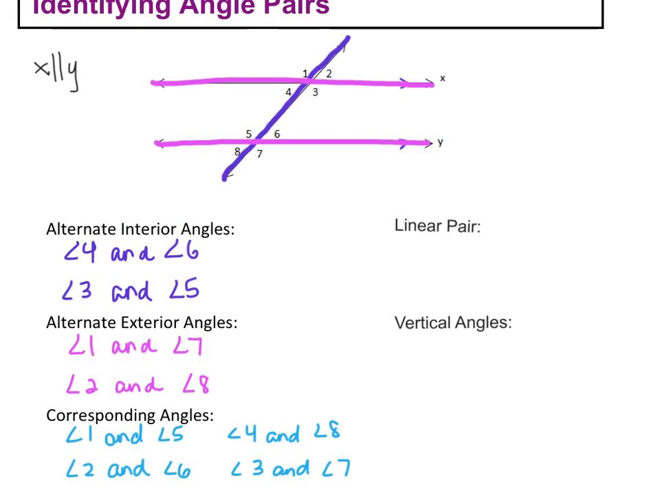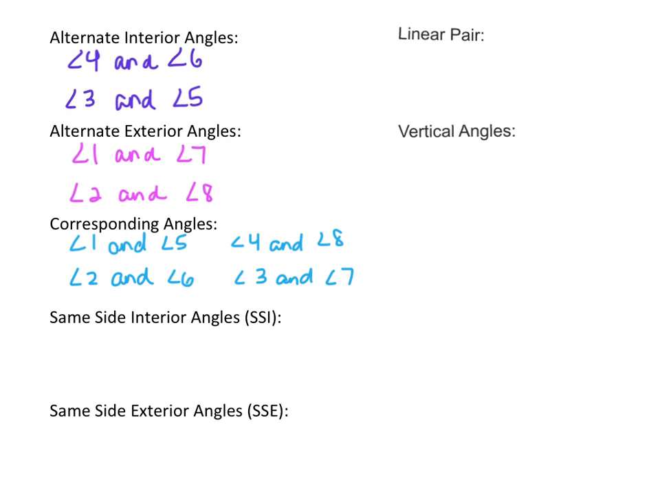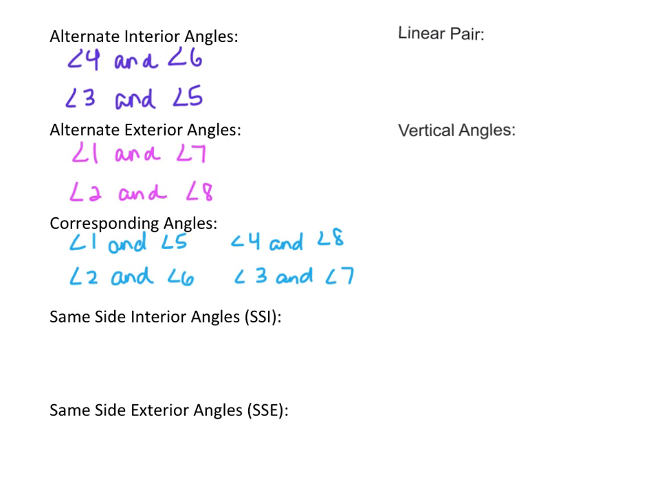So let's look at the picture again. Same side interior, so here's our interior angles, and we're looking for angles that are on the same side. So angles 4 and 5 are same side interior, and angles 3 and 6 are same side interior. And what that tells us is your same side interior angles are supplementary to each other. So we can say that angle 4 is supplementary to angle 5. And then we also can say that angle 3 is supplementary to angle 6. So those are same side of the transversal and interior.